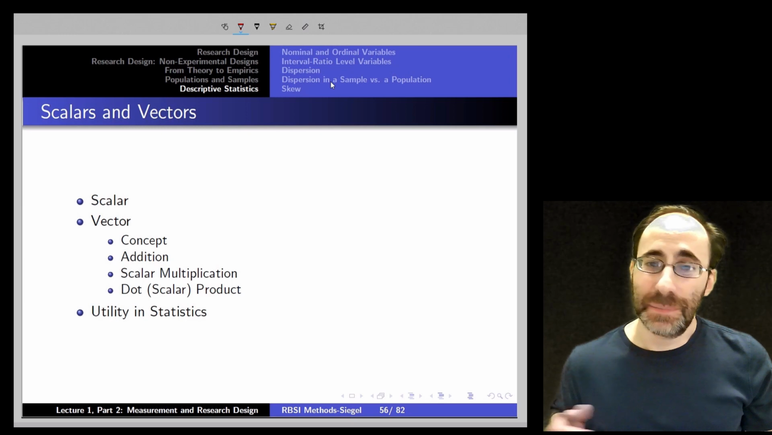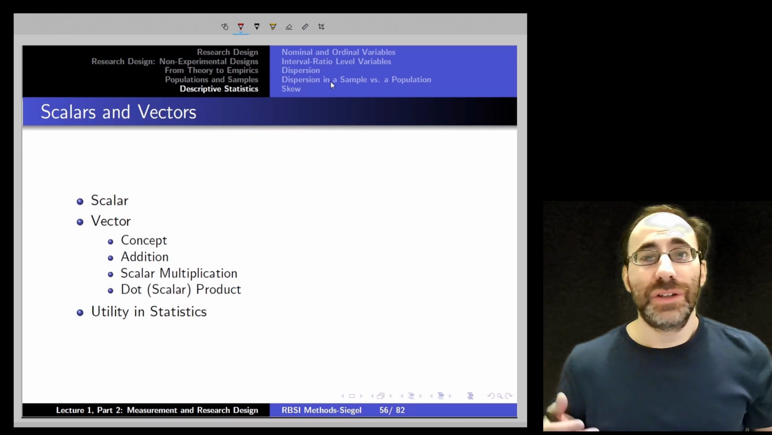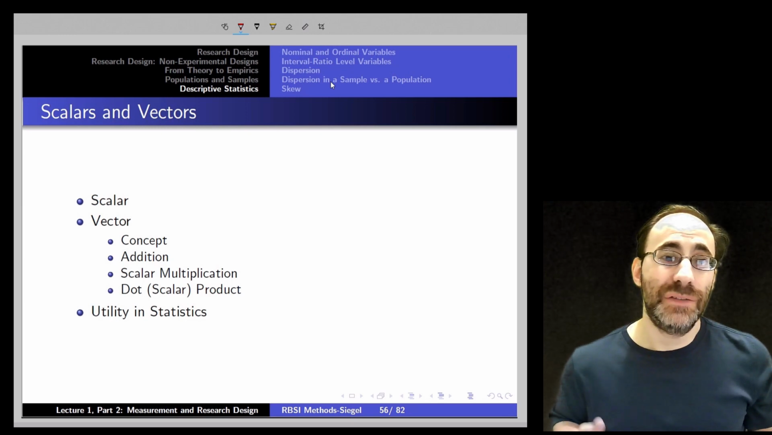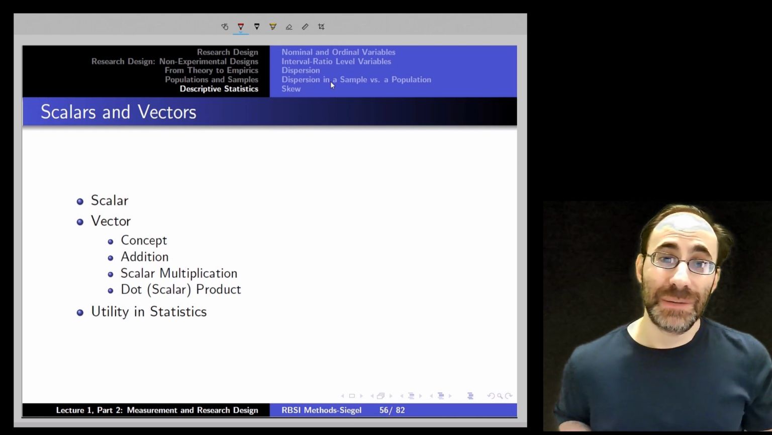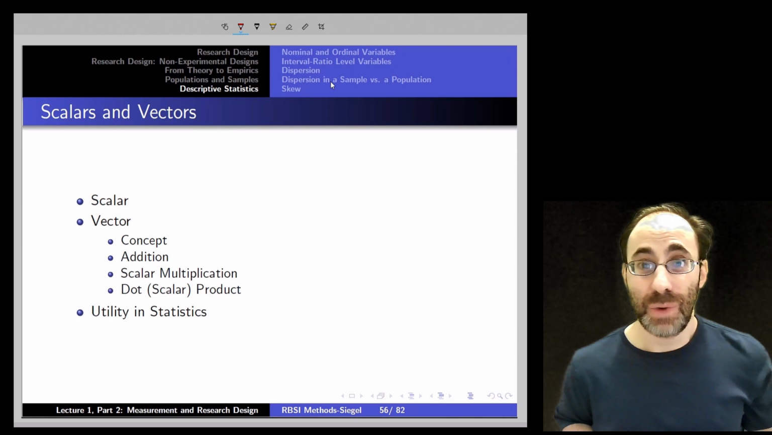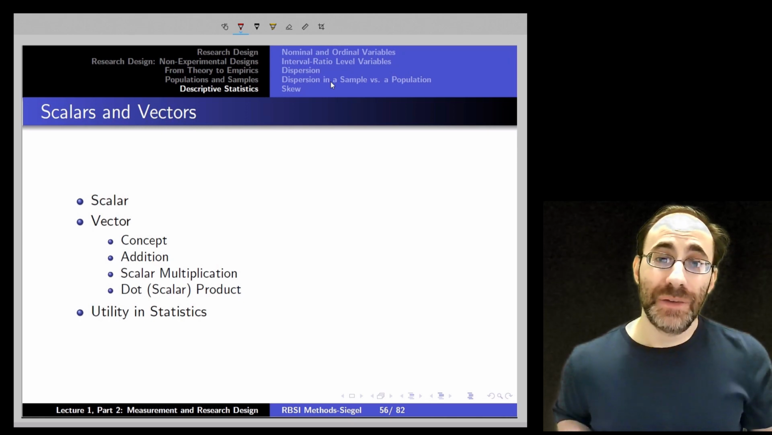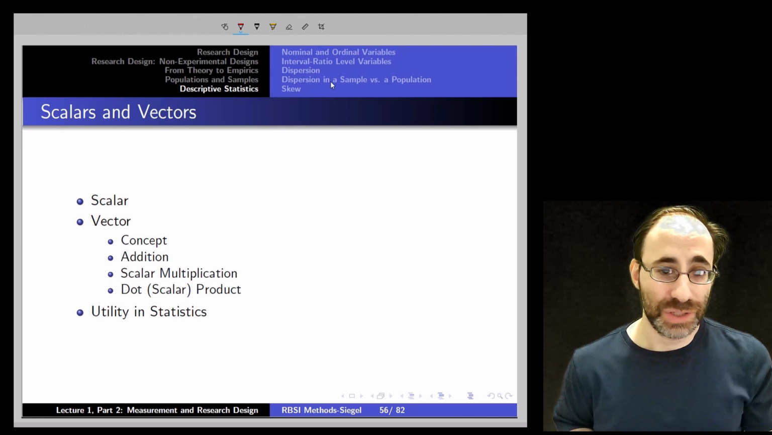In this module, we're going to take a little step back from what we've been working on to go over some foundations of linear algebra, in particular the concept of scalars and vectors. Now I'm going to skip to the end of this slide to discuss why we're doing this before I start doing it. And the reason is this bottom thing right here, which is utility in statistics.